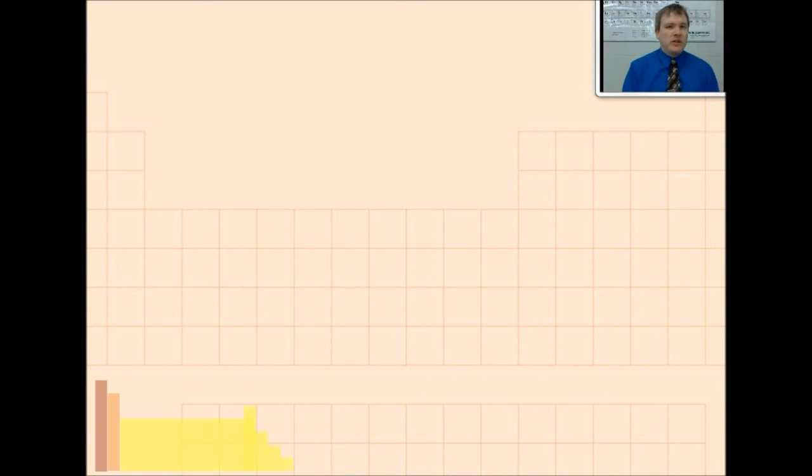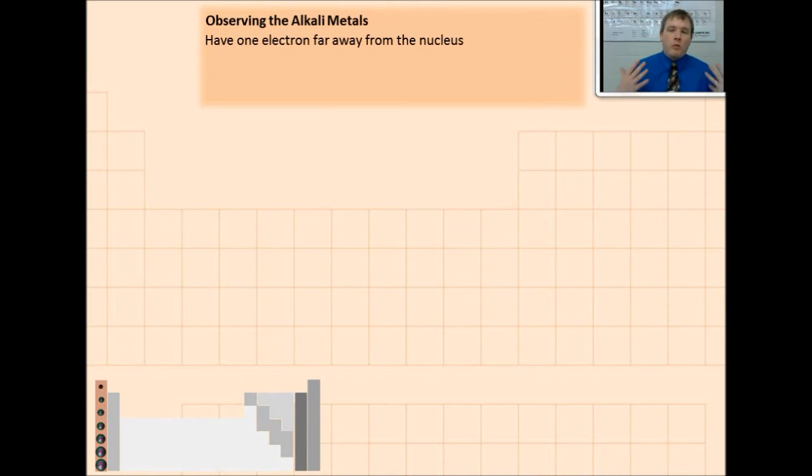It's fitting that we start with the most reactive group of metals on the periodic table, the alkali metals. The alkali metals have one structural characteristic in common that gives them all of the properties that they have in common, and that is that they all have one electron that is really far away from the nucleus, and that electron is very unstable, just waiting to be ripped away by other atoms.